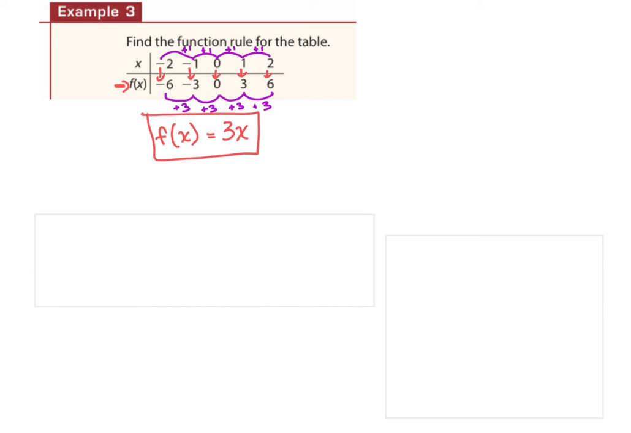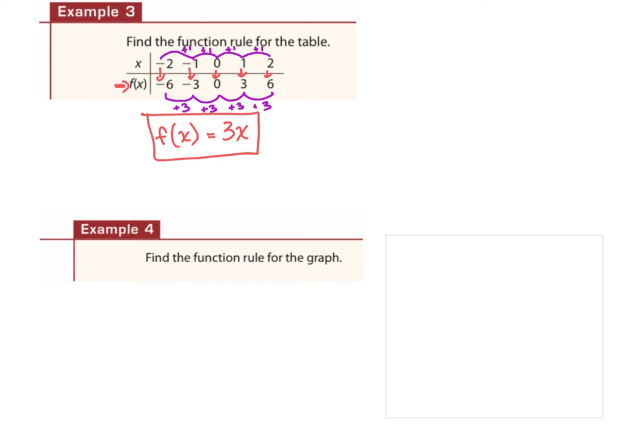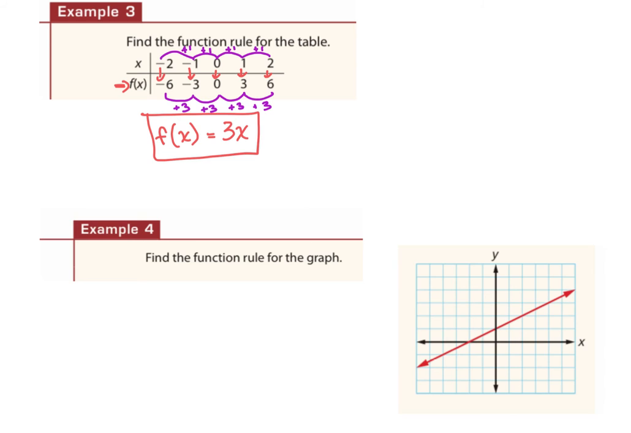Let's look at the next one. Example 4. Find the function rule for the graph. And they've given us this graph here. They didn't give us any x and y points. So here's what we're going to do. We're going to pick some just like we would.